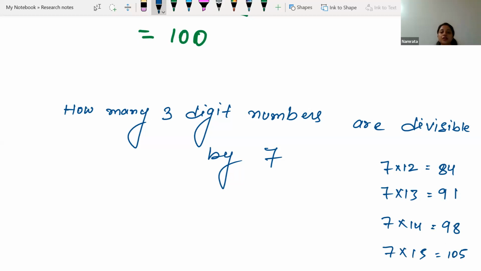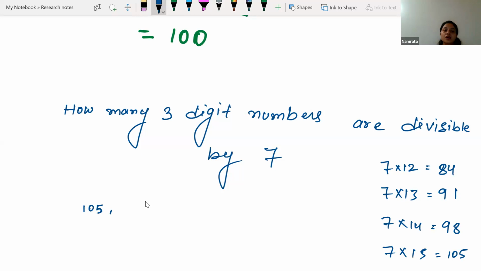So from here, can you see 3-digit numbers start? Yes, ma'am. So we can say 3-digit numbers start from 7 into 15, that is 105. This is the first term. The second term, no need to worry about that.